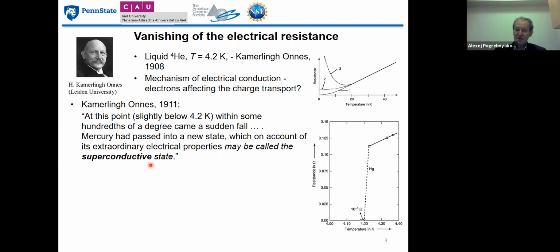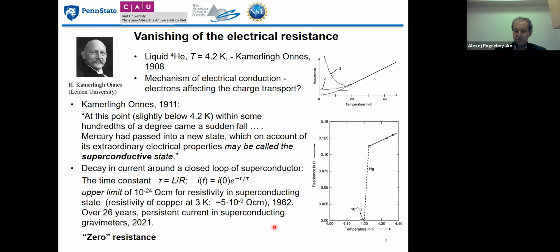So he himself coined the term superconductors, superconductivity, and so on. So this is one of the main characteristics of superconductors: at some temperature, which is called the critical temperature, the electrical resistance goes to a level that cannot be measured.